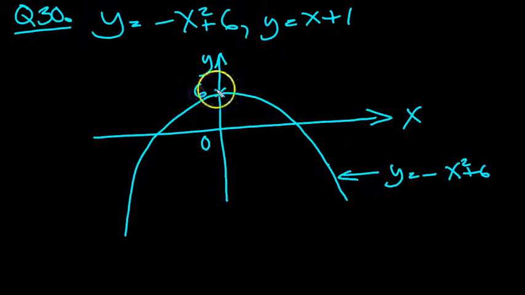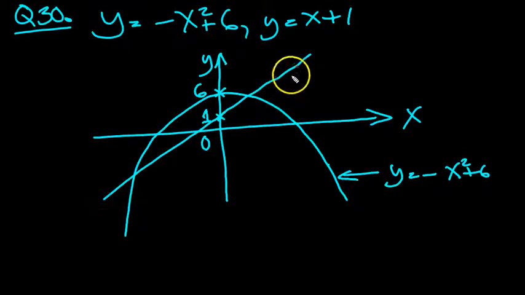So this point is 6. Now, the x plus 1, well, the intercept is 1. So there's the value, and it's of gradient 1. So we can draw it for the purposes of the sketch like so. And this is the line y equals x plus 1. Now we can see there are 2 points of intersection, P1 and P2 we can call them.